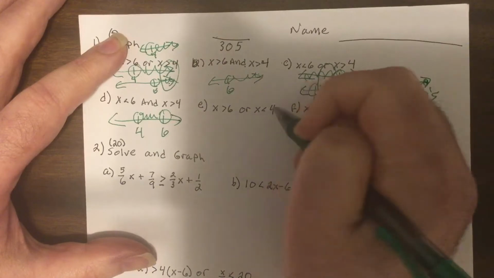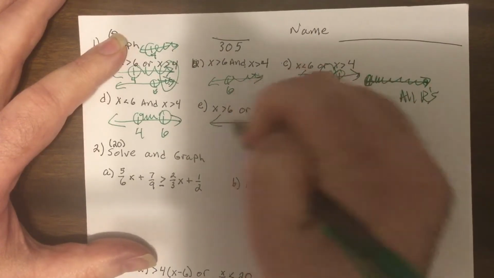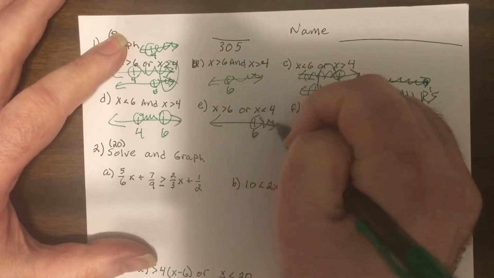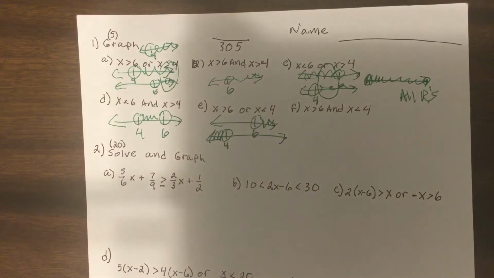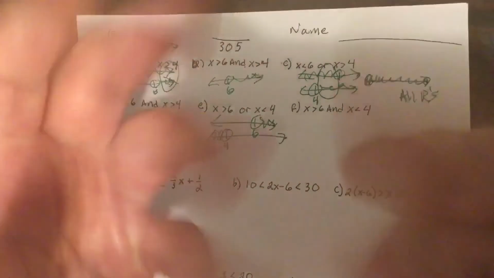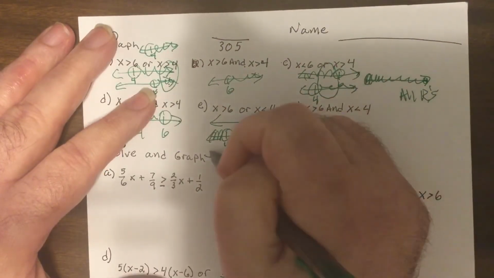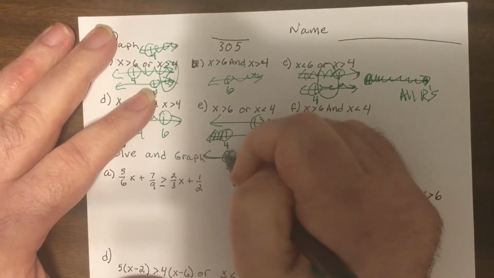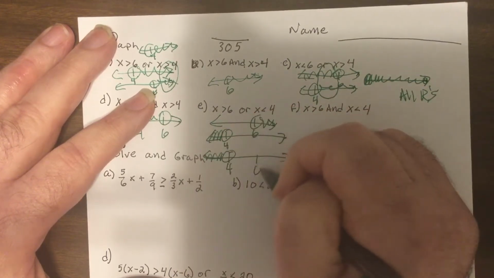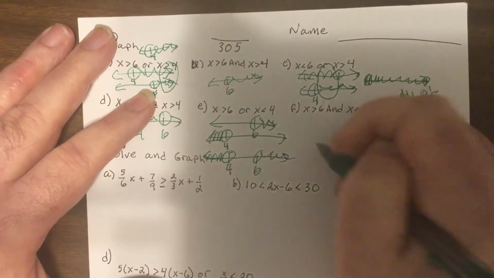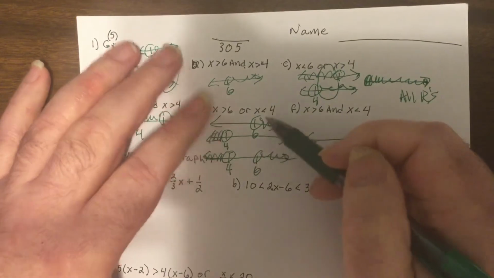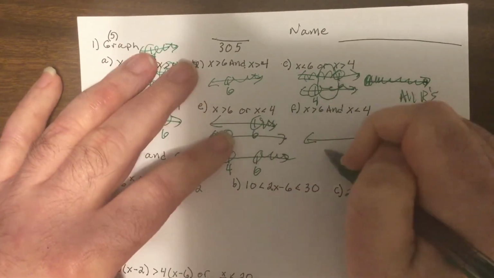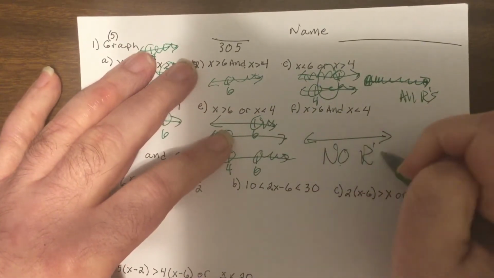Now, greater than 6 is here. Less than 4. By the way, you don't have to draw 3. I just did. But wherever there's shading, put it on a graph. So that would be this. Less than 4, greater than 6. But notice for an and, has to be shading on both. Well, there is no spot that has shading on both, so it'd be no reals.